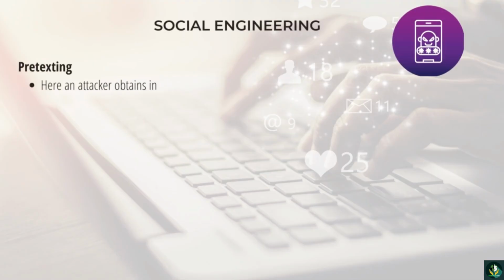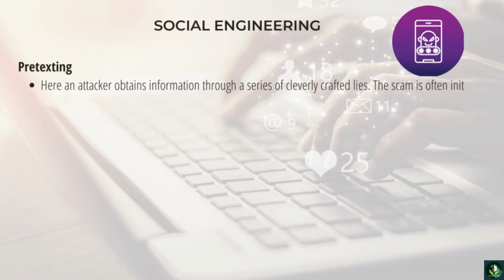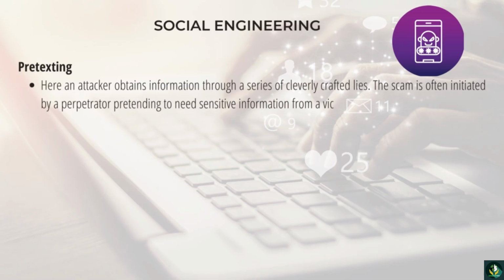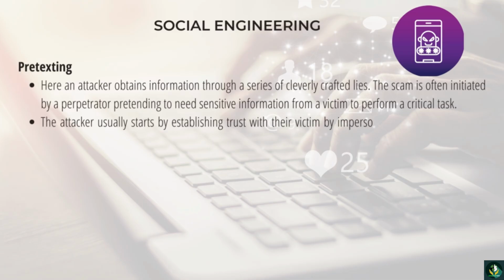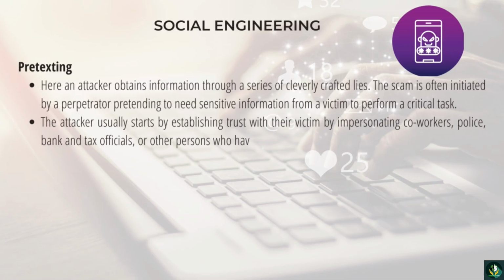Pretexting. Here, an attacker obtains information through a series of cleverly crafted lies. The scam is often initiated by a perpetrator pretending to need sensitive information from a victim to perform a critical task. The attacker usually starts by establishing trust with their victim by impersonating coworkers, police, bank and tax officials, or other persons who have a right-to-know authority.